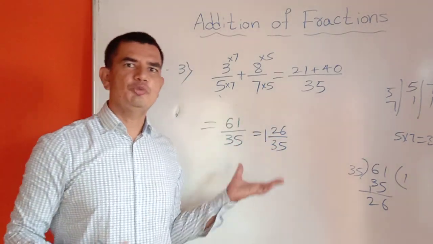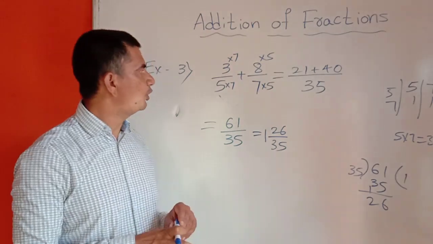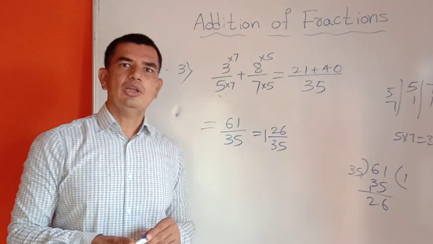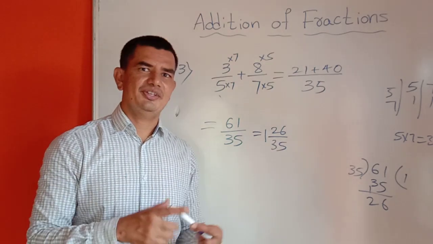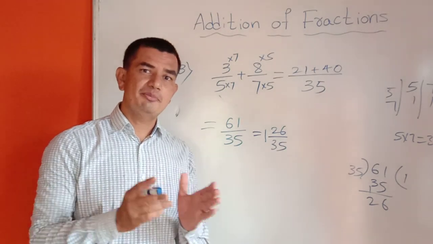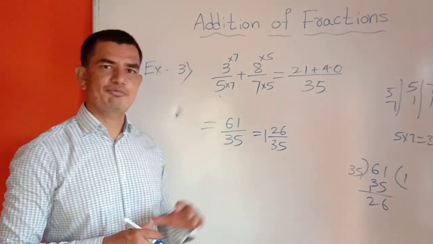Okay students, I hope you all understood this one. This is how to do it when the denominators are same. Now one more example I will show you when the numbers are in mixed fraction. So when the numbers are in mixed fraction, how to do? Let's see in the next problem.